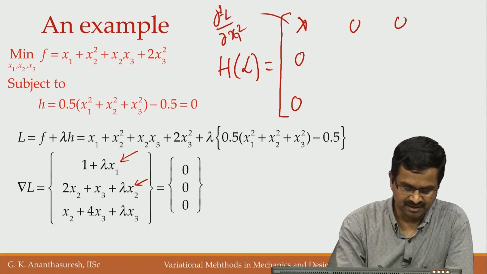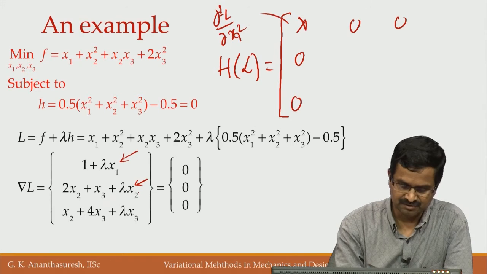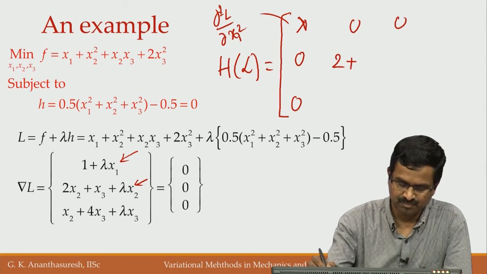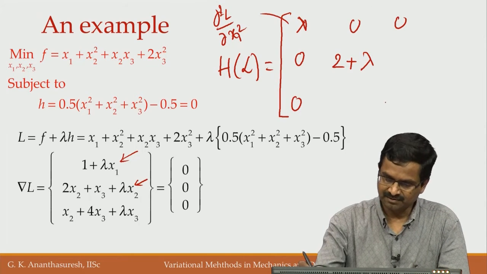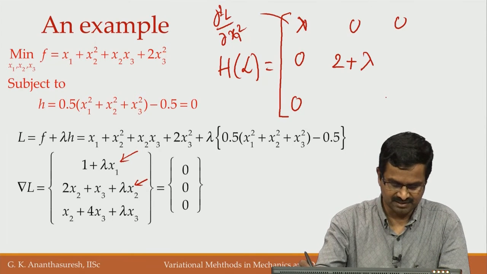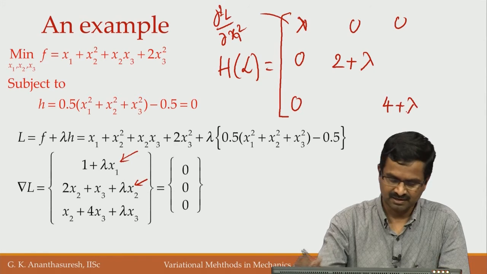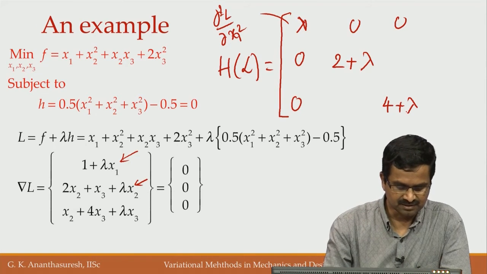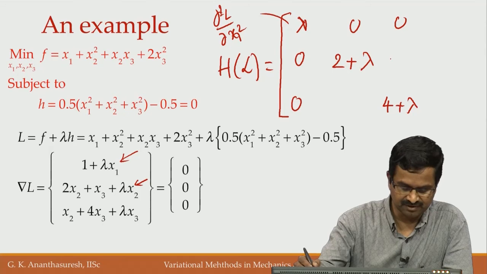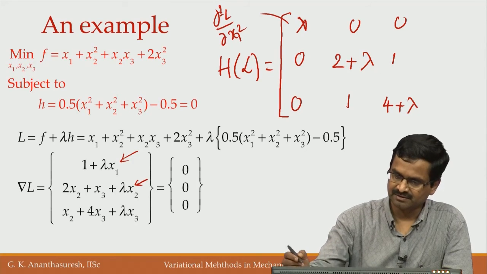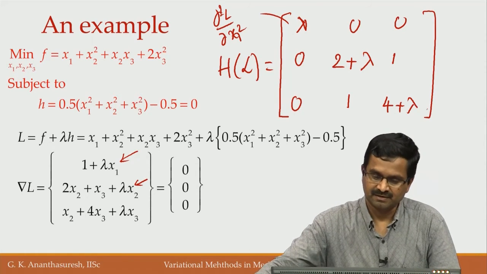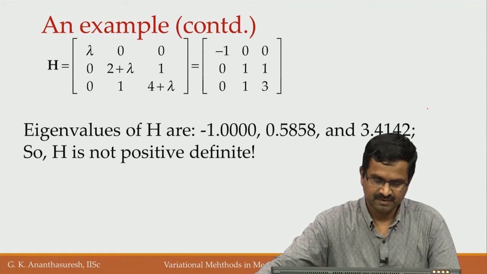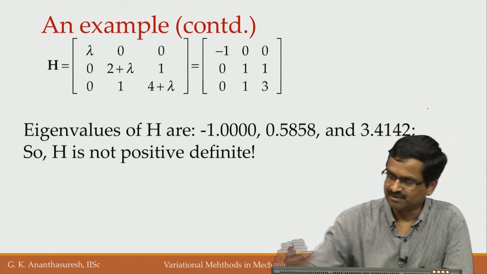Then I come back here and look at this with respect to x 2, I will have 2 plus lambda, dou square L by dou x 2 square, and then over here it will be x 3, that will be 4 plus lambda, whereas for x 2 x 3 if I look here I have 1 and here it should be 1. This will be our Hessian of the Lagrangian, which is what we did in the previous slide.